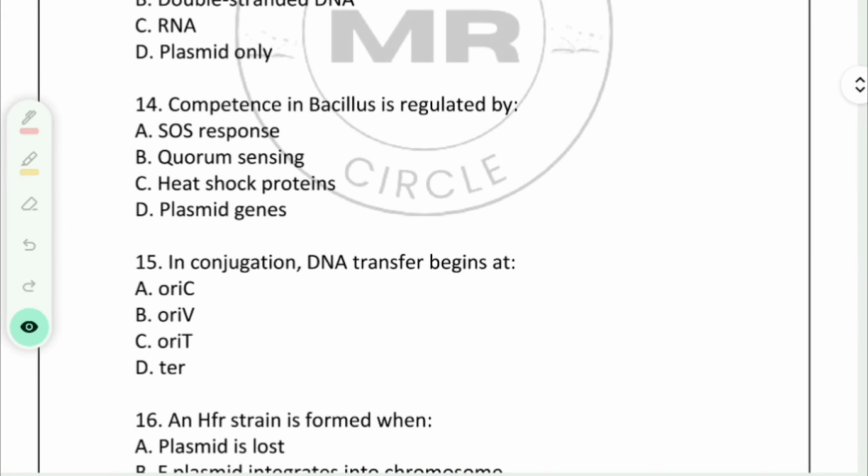Question number 14. Competence in Bacillus is regulated by, options are A, SOS response, B, quorum sensing, C, heat shock protein, D, plasmid genes. So the correct answer for this question is option B, quorum sensing.